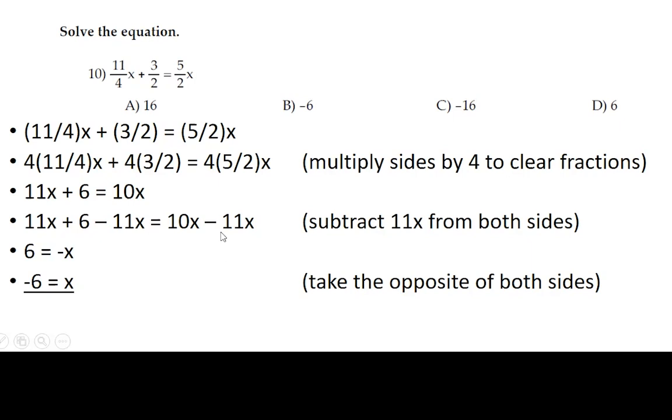Since we don't want to move too much around, because the more we move, the more potential for error there is, let's just go ahead and subtract the 11x from both sides, moving all of the x's to the right. 11x minus 11x cancel away, leaving us with just positive 6 on the left. Be careful, on the right, 10x minus 11x would be negative 1x, just negative x. So now we have 6 equals the opposite of x, but we want x. So let's take the opposite of both sides. Negative 6 equals x.